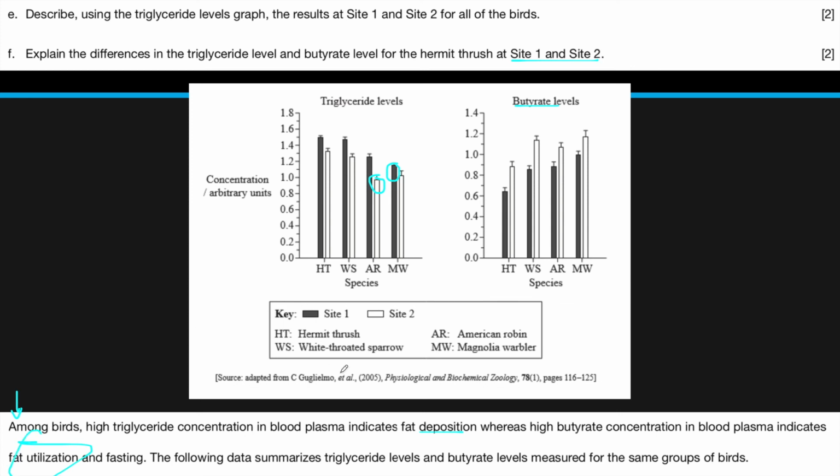So you can look here and say, at site 1 for the hermit thrush, we're just looking at this one right here, the triglyceride is high and the butyrate is low, while at site 2, the butyrate is much higher and the triglycerides are low. What this tells you is that the hermit thrush at site 1 is most likely eating more. They're depositing fat, not utilizing it as much, whereas at site 2 they have much higher butyrate levels, so they're more likely utilizing that fat and not eating as much.